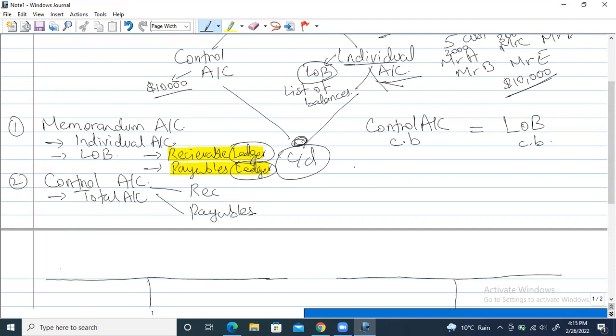But if it is written, let's say, receivable ledger control account, then this is a control account, because the word control account is used over here. So these will be the total accounts. But if it is only ledger, then it's an individual memorandum account.